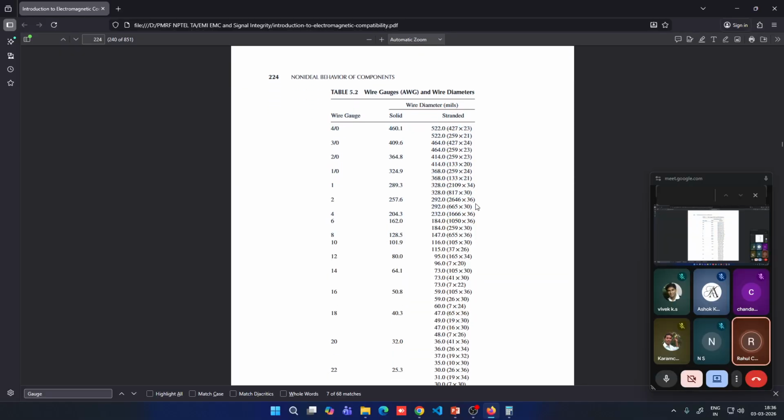So I hope you guys have the textbook, and if you don't have it, just take a screenshot of this value, this table. Because somewhere in the lectures also sir has mentioned what one gauge means. So I will refer to that, and I will note down that also here.